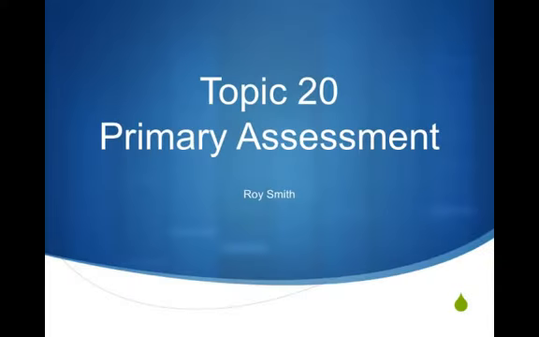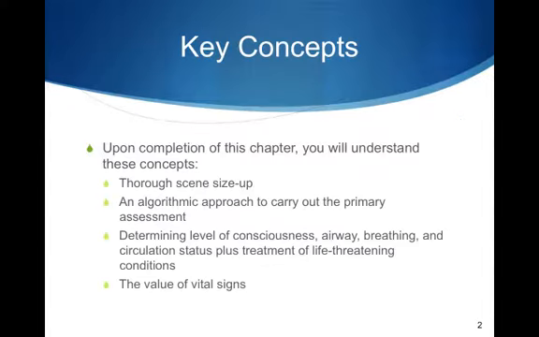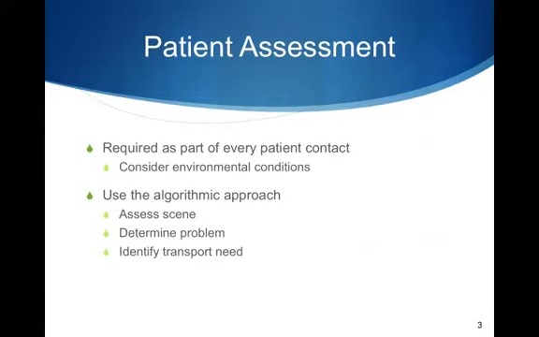This is going to be topic 20, primary assessment. Key concepts. After completion of this chapter, you'll be able to understand these concepts: thorough scene size-up, an algorithmic approach to carrying out primary assessment, determining level of consciousness, airway, breathing and circulation status, plus the treatment of life-threatening conditions, and the value of vital signs.